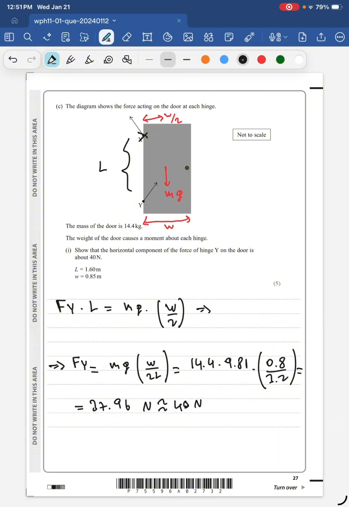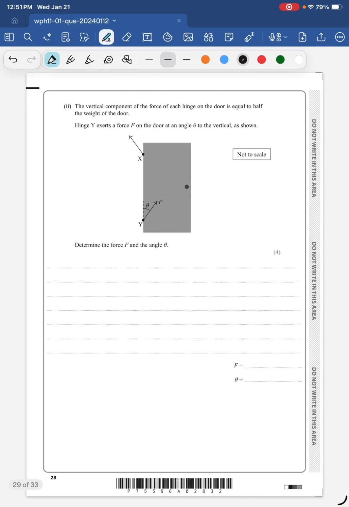Okay. So, life's good. We figured it out and we got 5 marks from this. Part 2, the vertical component of the force of each hinge on the door is equal to half the weight of the door. Hinge Y exerts a force F on the door at an angle theta to the vertical as shown. Determine the force F and the angle theta.